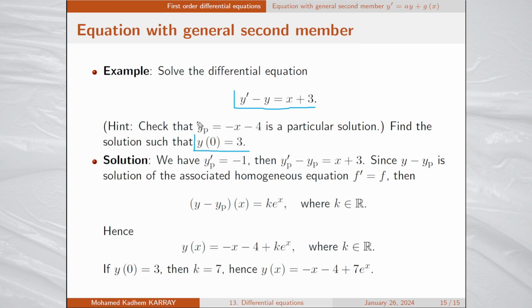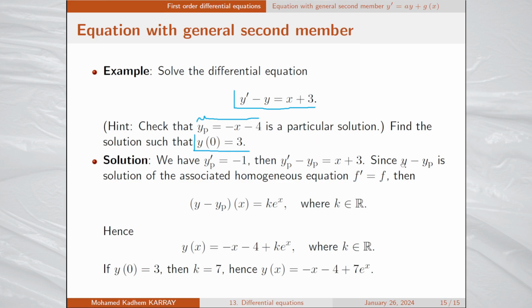So firstly, consider this particular solution here. Its derivative equals minus 1. So if we calculate yp prime minus yp, we get this quantity here minus this expression, which gives x plus 3. So we see that yp is solution of our equation.